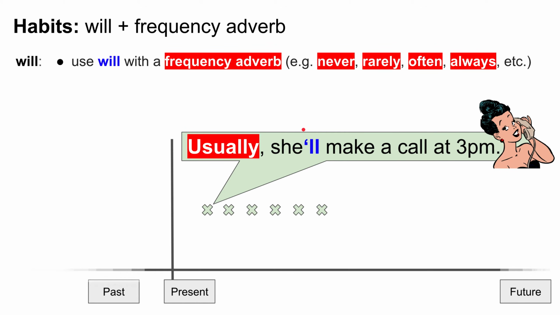Now something that I want to mention is that you may want to add a frequency adverb, but it's actually optional. The reason I suggest adding it is so that your listener understands that you're not talking about the future, but a present habit. So that's one reason to add a frequency adverb, but it's optional. Let me move forward now.